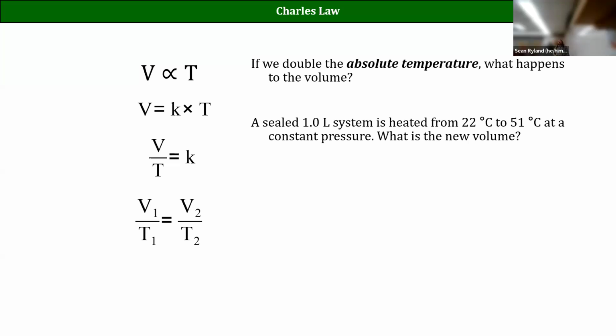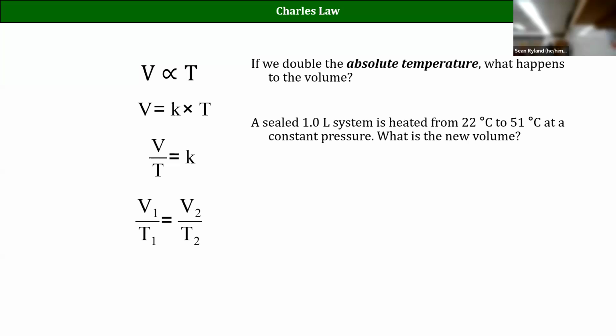So what's T2 then? T2 is 51 Celsius, which is going to make it 324. And then our volume, V1, is 1.0 liters. Plug and chug.